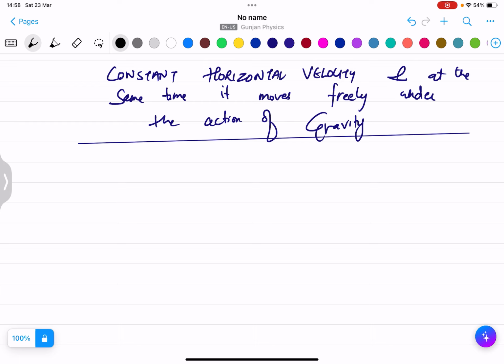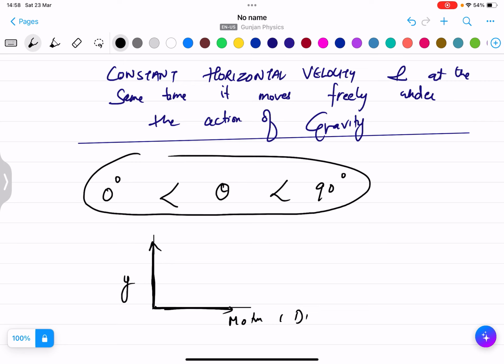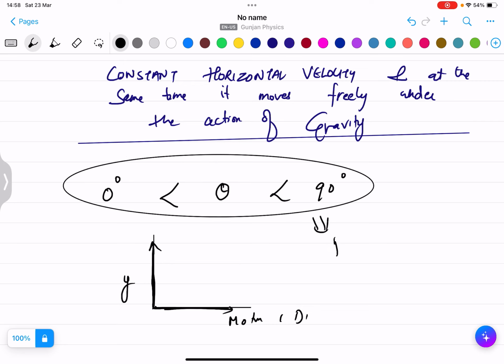And remember the most important thing, this theta must be greater than 0 degree and less than 90 degree. Now suppose it is 0 degree, that means the ball is not going anywhere, the ball is on the ground. That means it will be motion in only one dimension, right? If it is 90 degree, the ball is going straight up like this. That means the motion is only along the y-axis. So theta must always be greater than 0 and less than 90 degree for projectile motion. This is the condition of theta for projectile motion, right? Because if it is 0 degree, the movement is along the x-axis. If it is 90 degree, the movement is along the y-axis.